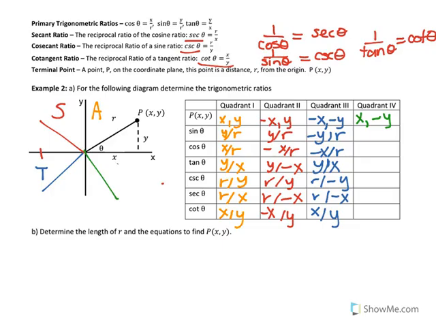In the last quadrant, we have negative y, so negative y over r. X stays positive, so my cosine remains positive, which means that my secant is also going to be positive. So we have y over negative r, r over negative y. This one remains positive, and we have x over negative y.